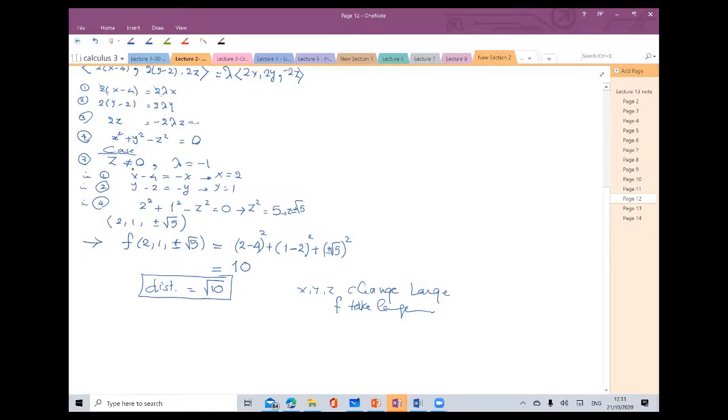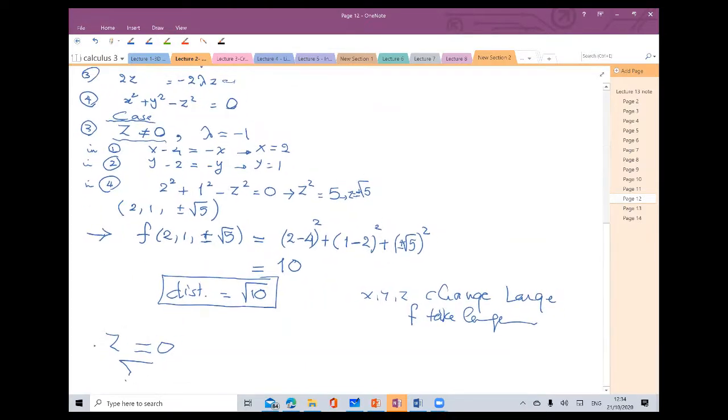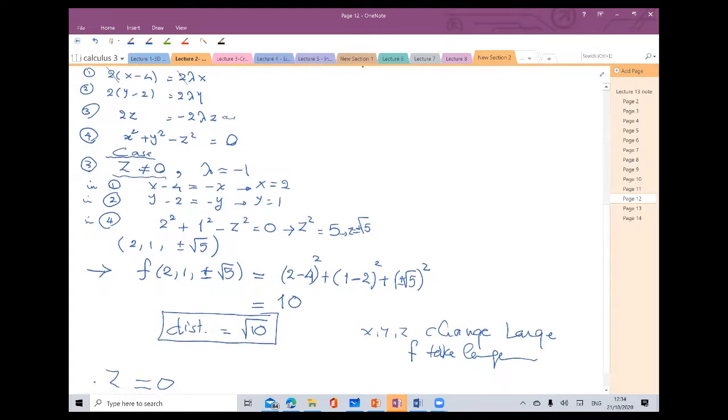Now we took the case z is not equal to 0. What if I considered z to be 0? Here you took a special case and said z is not equal to 0, you divided by z, you got your lambda, substituted, and you got a value. I want to make sure there are no other points in the problem.